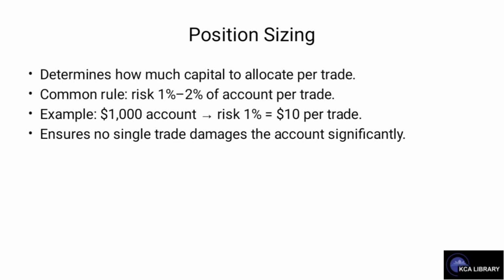Let's look at position sizing. This determines how much capital to allocate per trade. The common rule is to risk 1% to 2% of your account per trade. That's the common rule. So when you are trading, risk only 1% or 2% of the money in your account per trade. For example, if you have $1,000 in your bank, use only 1%, which is $10 per trade. This ensures no single trade damages the account significantly. This is known as position sizing.